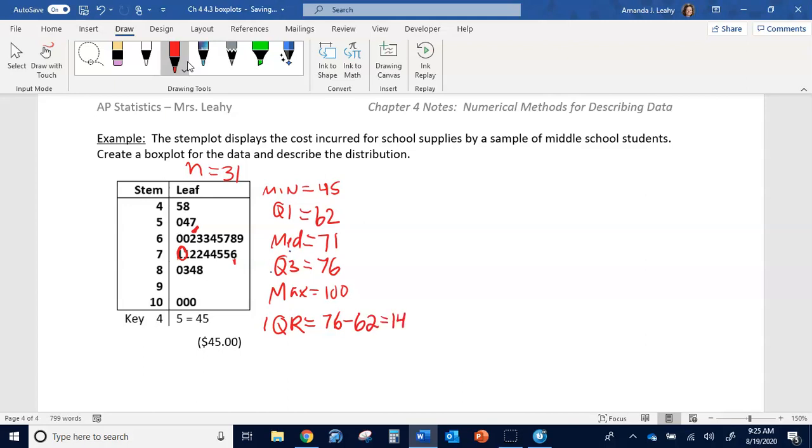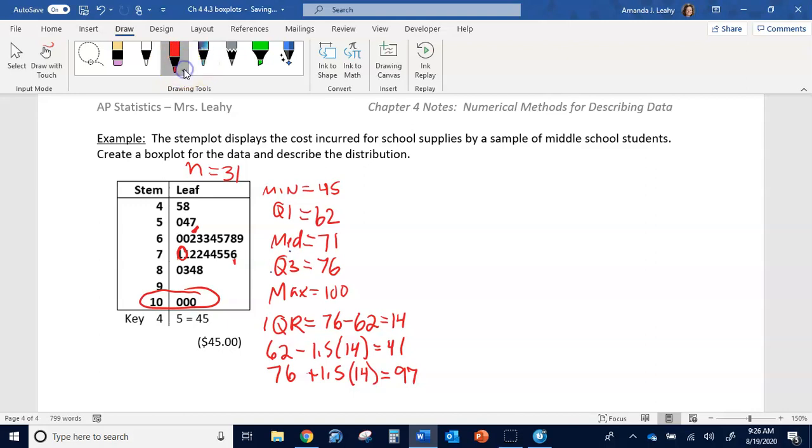I'm going to look for that lower fence. I'm going to take 62 minus 1.5 interquartile ranges. So my lower fence is 41. Now my lowest number is 45, which means there are no numbers lower than 41, so no low outliers. I'm going to take Q3, 76, and add 1.5 times the interquartile range, 1.5 times 14, which gives 97. So anything higher than 97 is going to be an outlier. That means all of these 100s there are outliers.